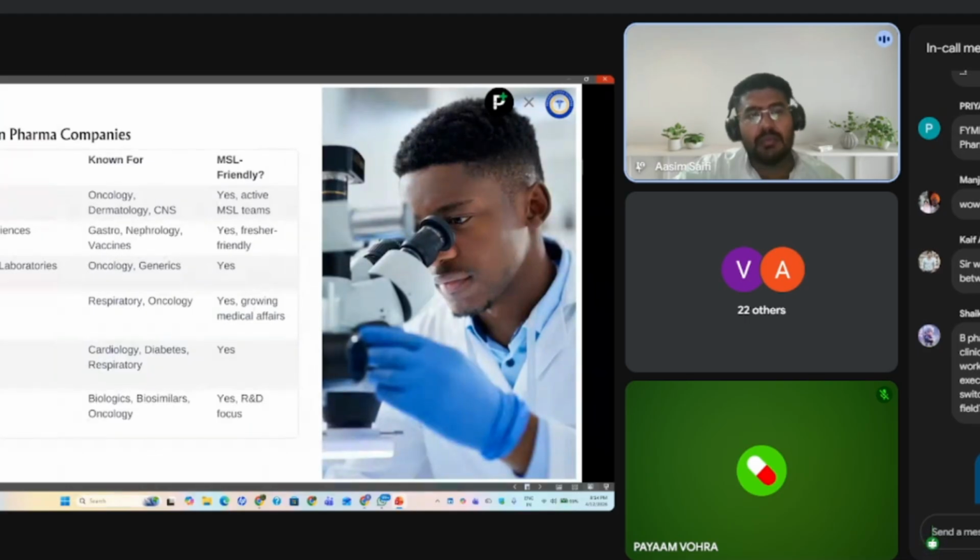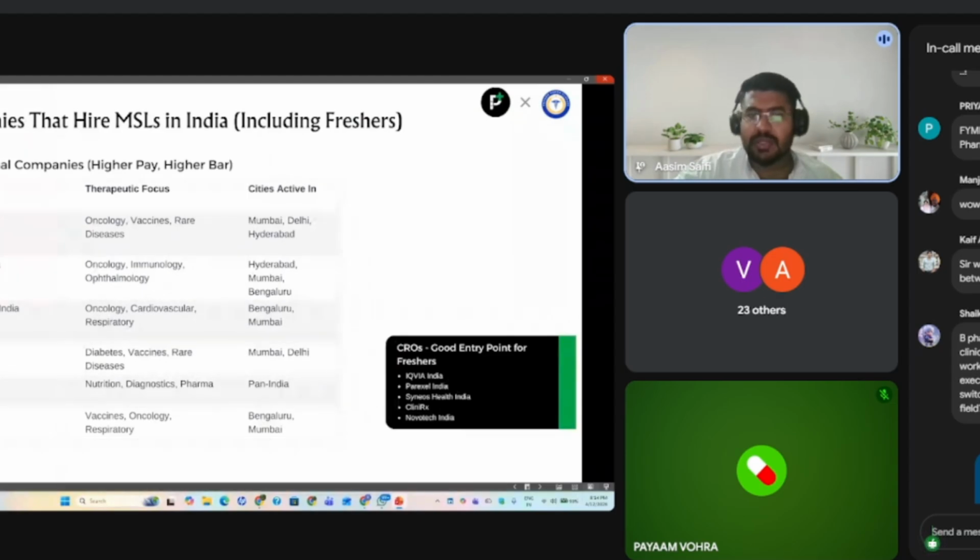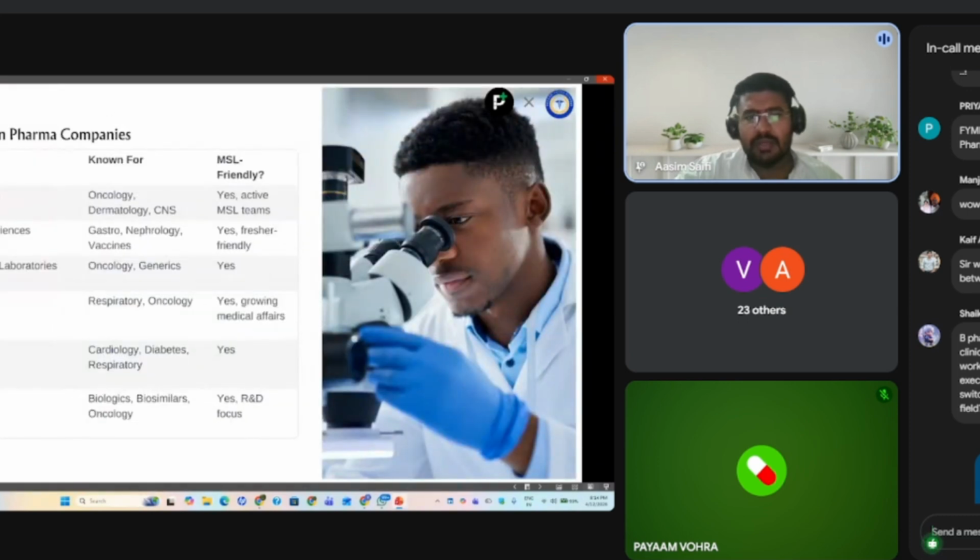Okay, so large Indian companies: Sun Pharma, known for oncology, dermatology. Here their therapeutic focus is mentioned as oncology, cardiovascular, respiratory. You all can have a look. Sun Pharma has active MSL teams in oncology, dermatology, CNS. Zydus Lifesciences, Dr. Reddy's, oncology and generics. Cipla, respiratory and oncology, and they are growing in medical affairs as well. Lupin, cardiology, diabetes, respiratory, and they are MSL friendly. Biocon Biologics deals in biologics, biosimilars, oncology, and they also have an R&D focus.